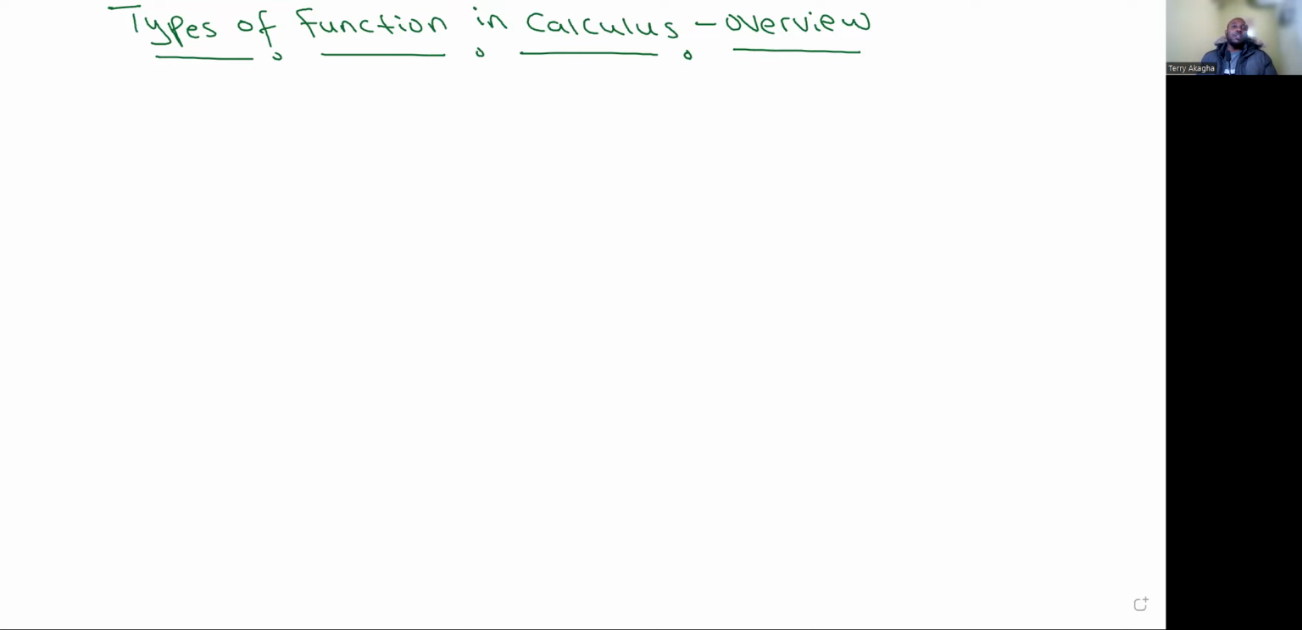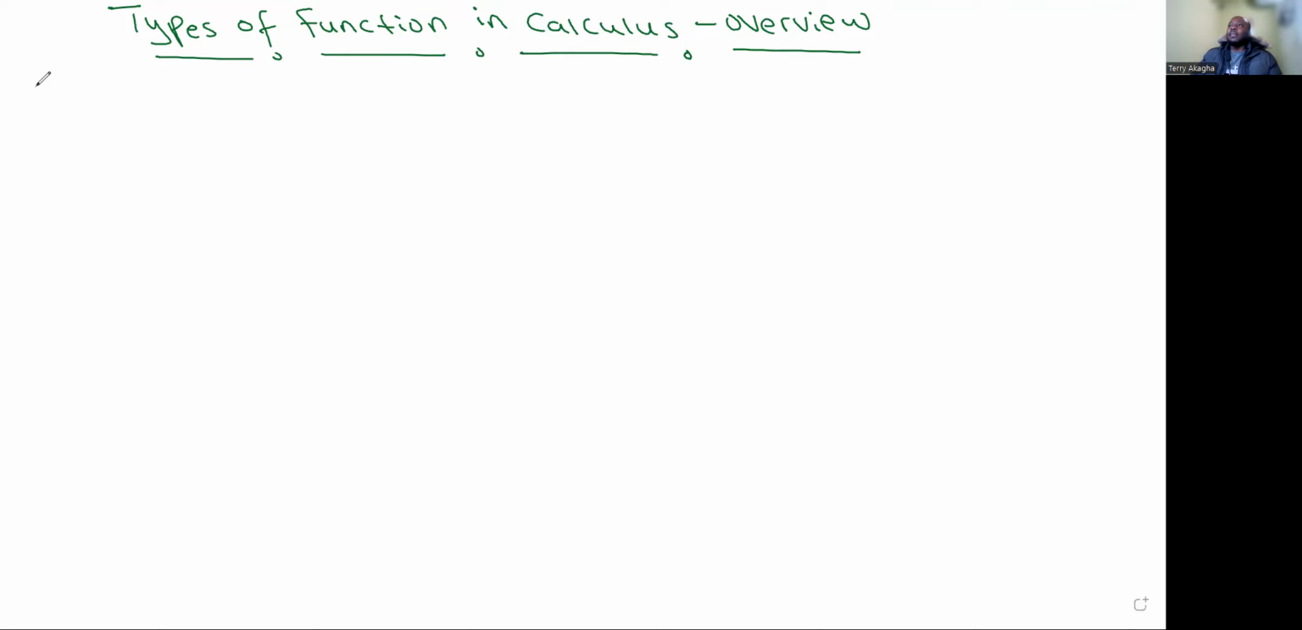Some textbooks have subsets. When you go to some textbooks, you will see types of function and subsets of types of function. They have two subtypes, and I'm going to list both of them, but I'm going to focus more on stationary points. I'm going to give a brief overview of increasing and decreasing functions, but I'm going to make more videos on stationary points, on how to find the coordinates of a stationary point, and also on how to find the nature of a stationary point.